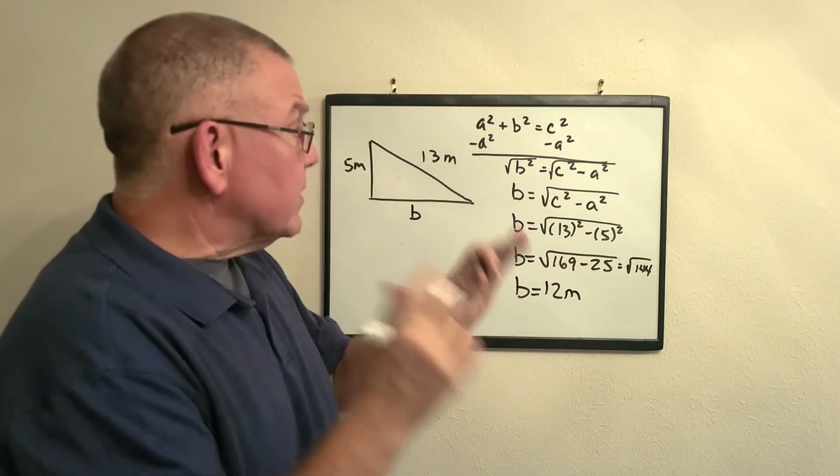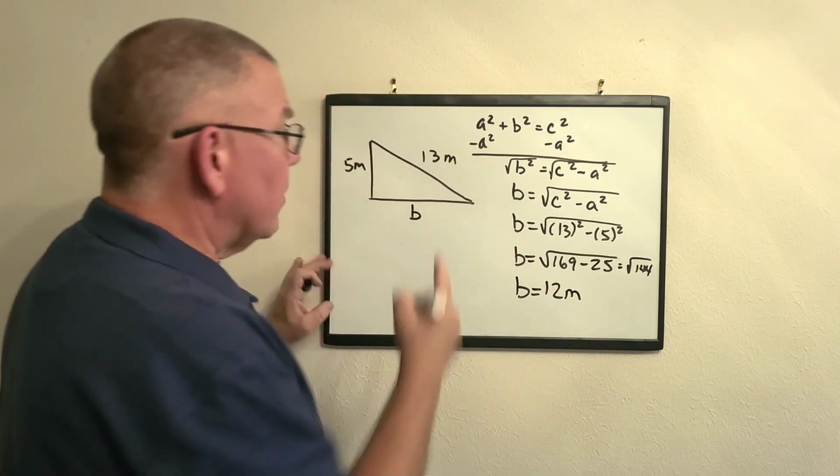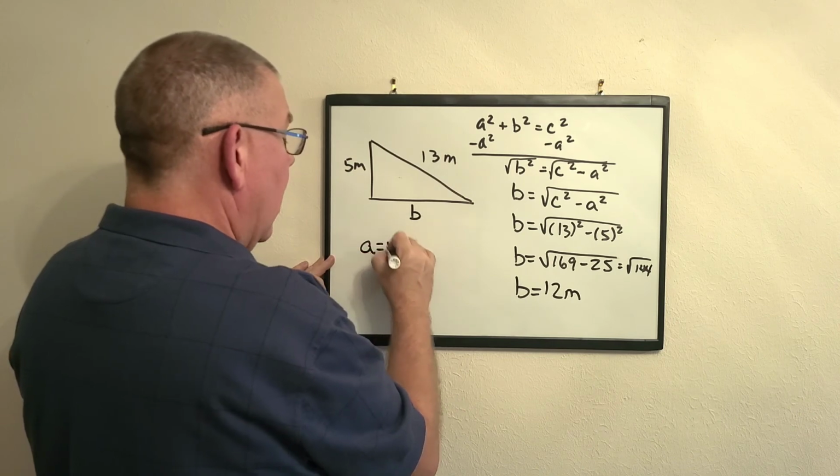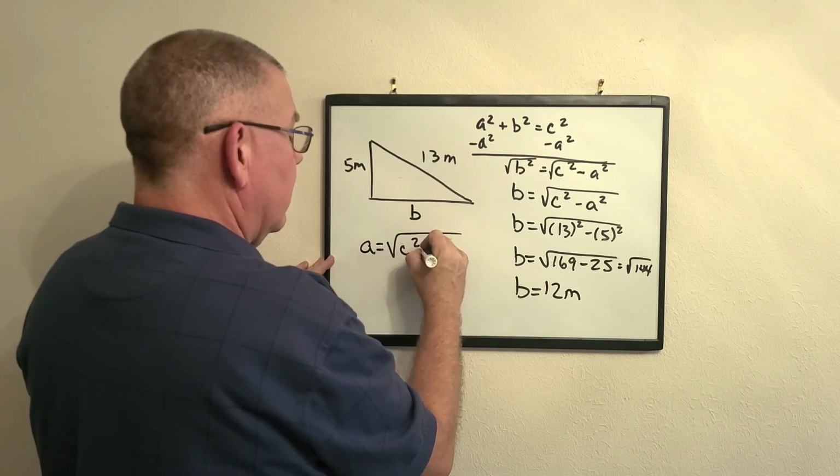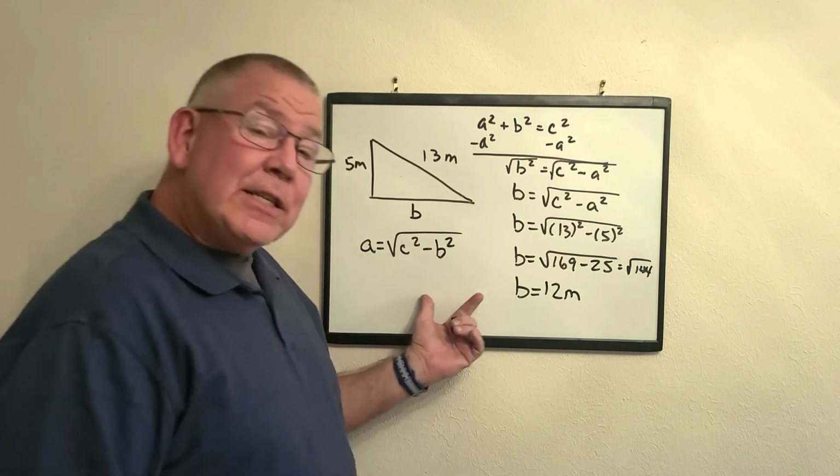Like I said, this works the same way. I'm going to write this up here for you to remember. If I want to find A, all I do is I take C squared minus B squared. Okay, this is your last formula.